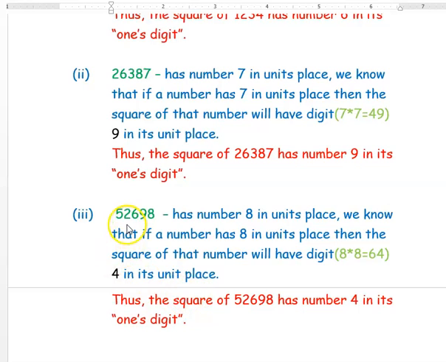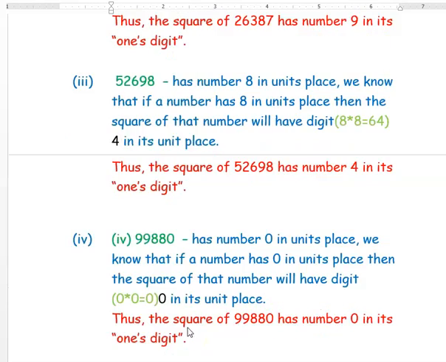The next number is 52,698. Here 8 is in units place. We know that if a number has 8 in units place, then its square will have digit 4. That is 8 into 8, 64. So in units place you have 4. Thus the square of 52,698 has the number 4 in its ones digit.